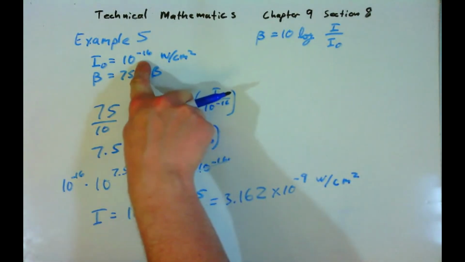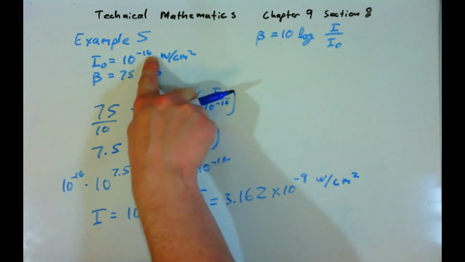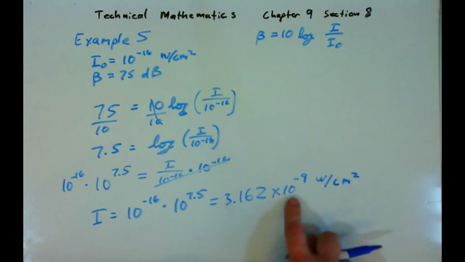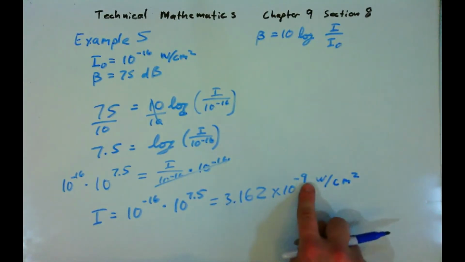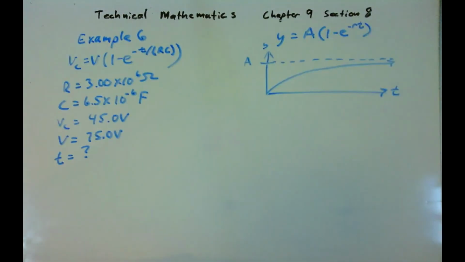And you can see that the threshold of hearing is 10 to the negative 16th power, which is a very small number. This is 3.162 times 10 to the negative 9th. This number is slightly larger, and so the intensity of sound of the street traffic is significantly more intense than the threshold of hearing. This is example 6.